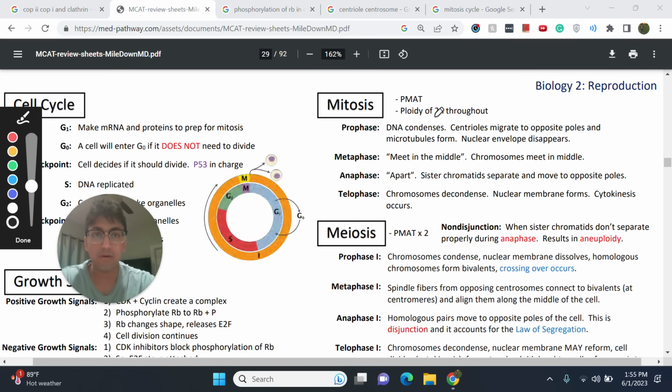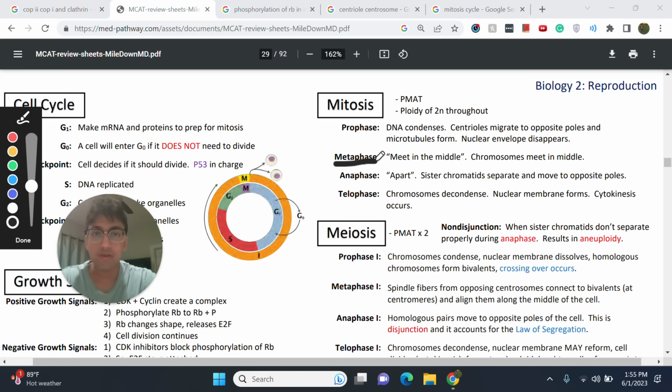And the ploidy is 2N throughout, and I'm going to talk about that a little bit more because that's important. During prophase, the DNA is condensing, and centrioles are migrating to opposite poles. When these centrioles migrate to opposite poles, microtubules are forming. If you remember, two of these centrioles form a centrosome. And we have the nuclear envelope disappearing. Basically, that's allowing the DNA to be exposed so that we can bind the DNA with these microtubules and eventually split apart that DNA, because the DNA is in a condensed form called chromatin, heterochromatin.